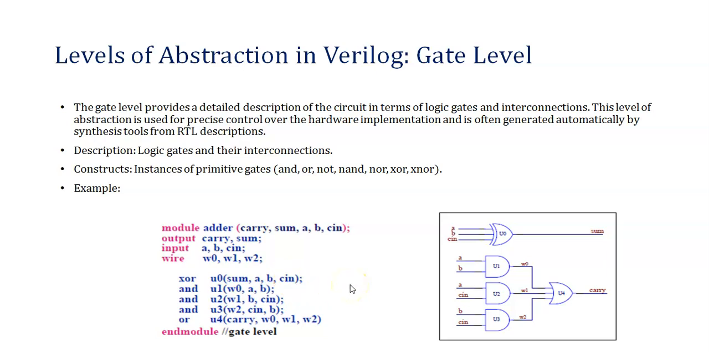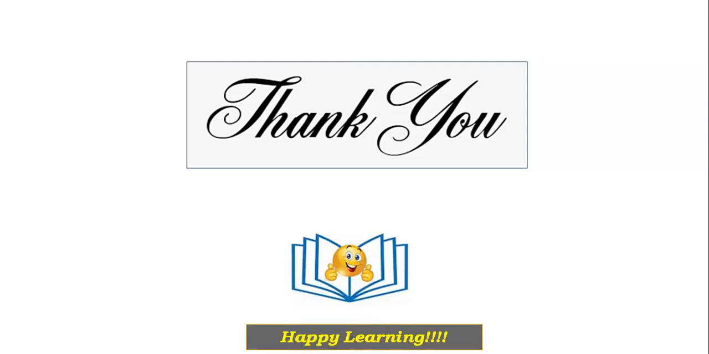So hope the things are clear on how to write code in different modeling styles. I am ending here with the different modeling styles and their coding examples that I have explained. So thank you and happy learning.